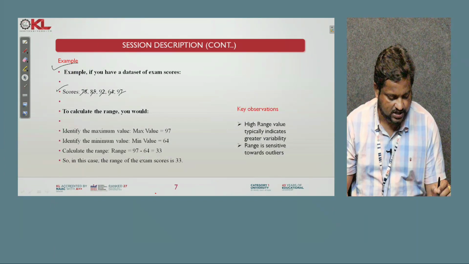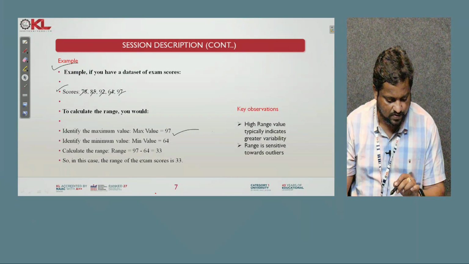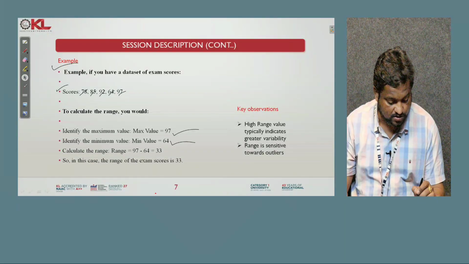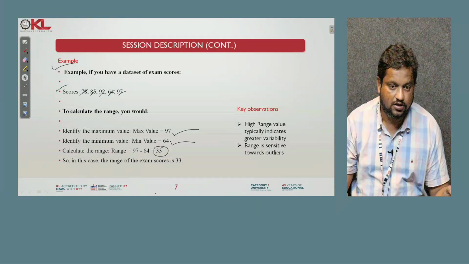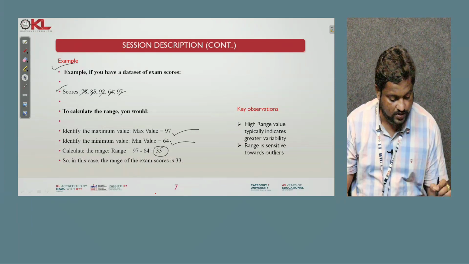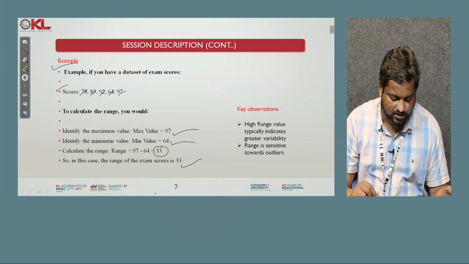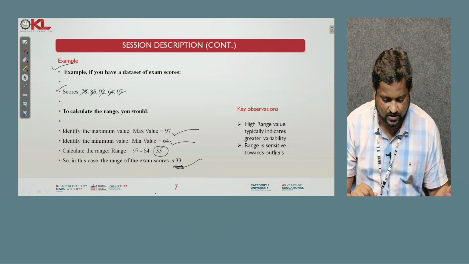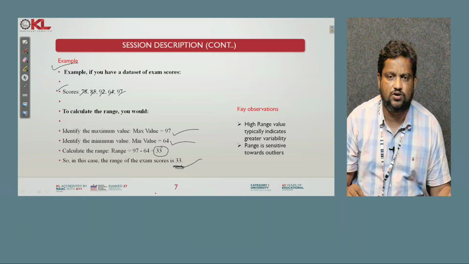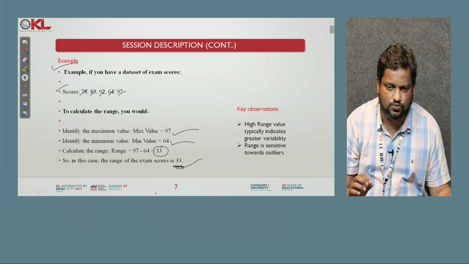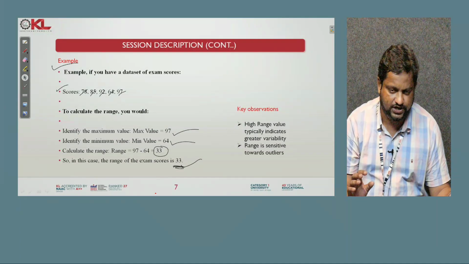In the process, as I mentioned, first I identify the maximum value, then I identify the minimum value. The difference between the maximum value and the minimum value, we got 33. So the range value is 33. What is the significance of this value? By looking at this value, what you need to understand is that range is one of the tools to identify the measure of variation.